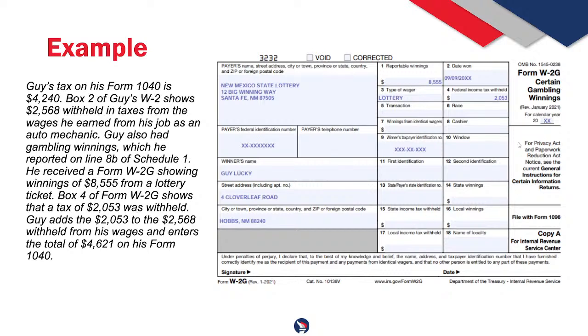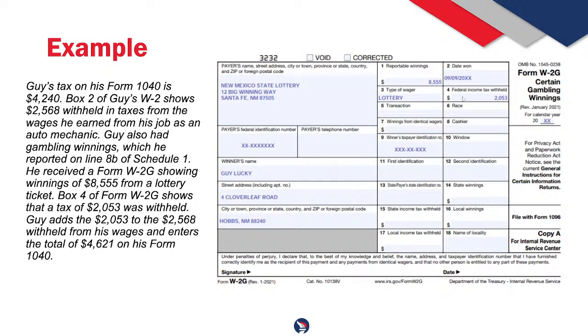So here's an example of a W-2G. We have a lot of information going on here. We have who's paying it. In this case, the payer is the New Mexico State Lottery. So this guy won a lottery transaction, and we see that here on the type of wager. He won lottery. We have the information of the winner, the date that he won it, how much he won.